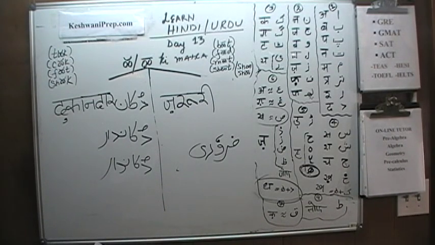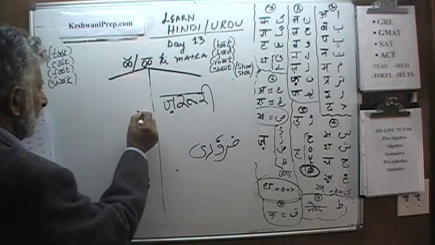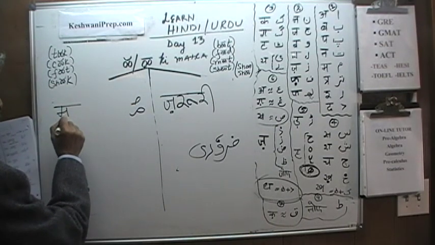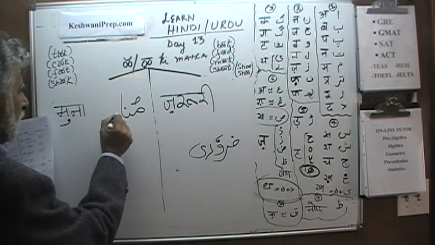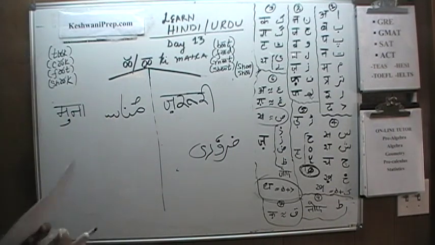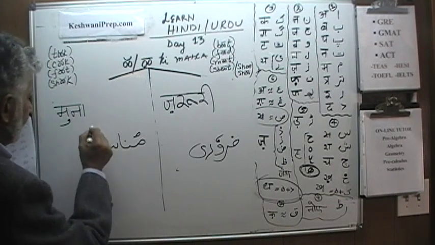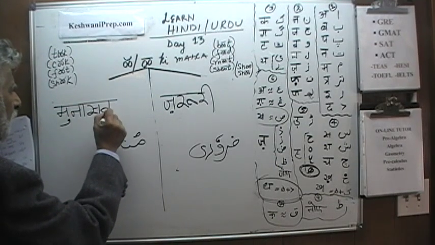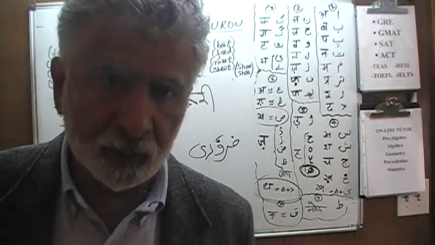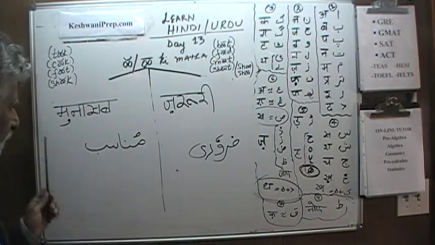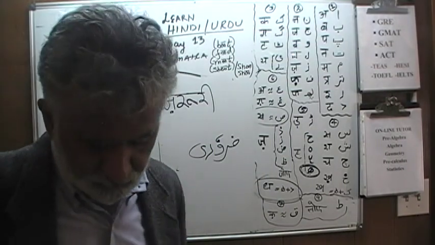Let's write one more word. Next word, with choti i ki matra. Mu, na, I should have written it a little bit lower so we have room. Mu, na, sa, and then ba. Right now the word says munasab. Munasab is not a word. The word we are looking for is missing a choti i ki matra. The word we are looking for is munasib. Munasib, as in appropriate, proper.